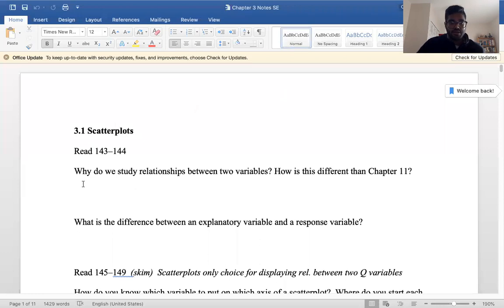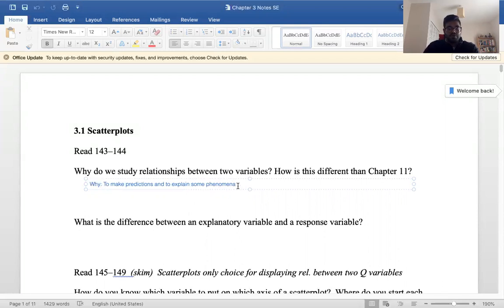So first question is, why do we study the relationship between two variables? How is it different than chapter 11? So chapter 11 is chi-square. So chapter 11 is going to be all how do you analyze categorical data versus this right now, which is going to be all quantitative data. So to answer the first question, why do we study the relationship between two variables? For two reasons. To make predictions and to explain some phenomena. Okay, so this is the why.